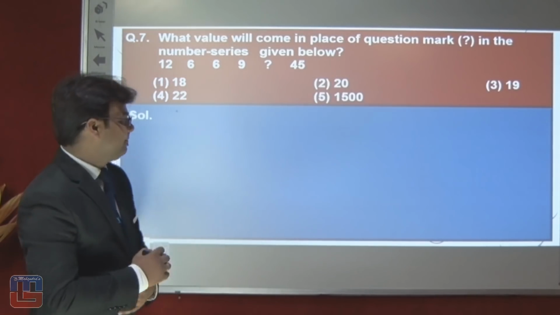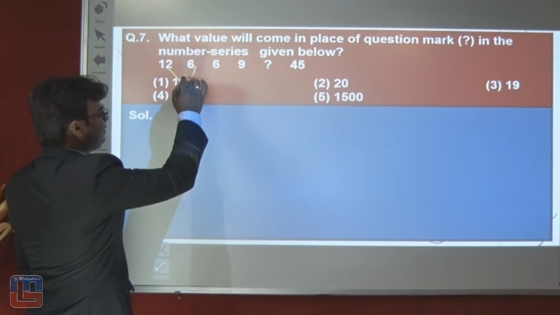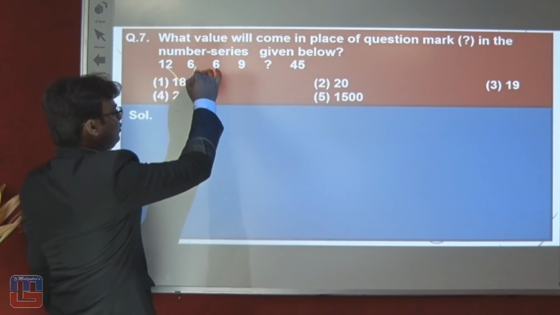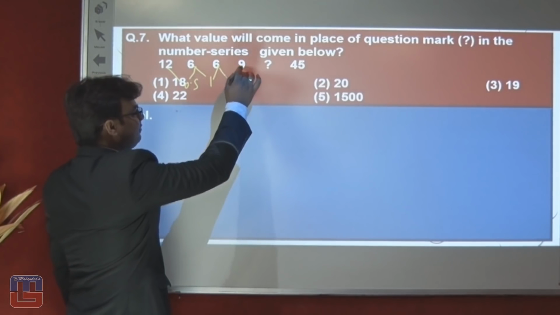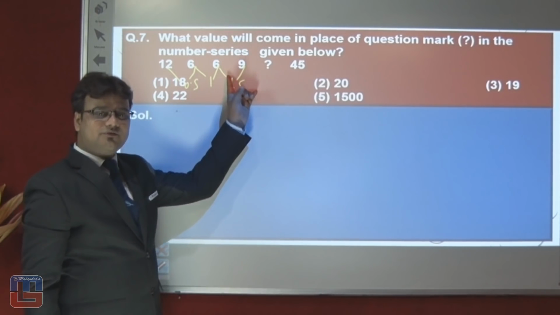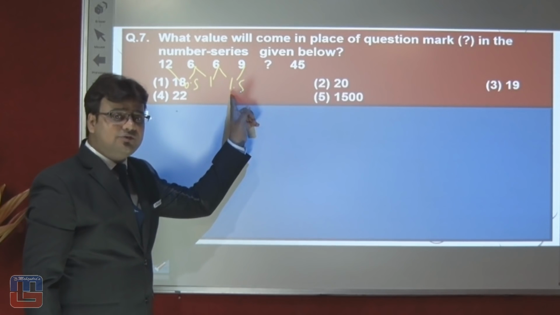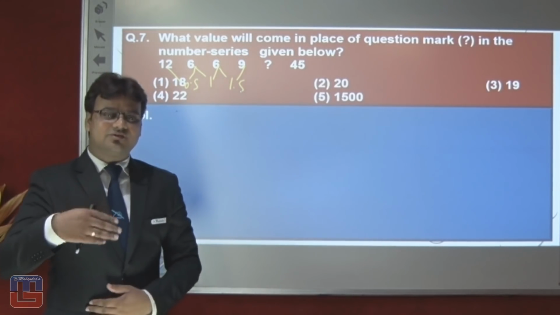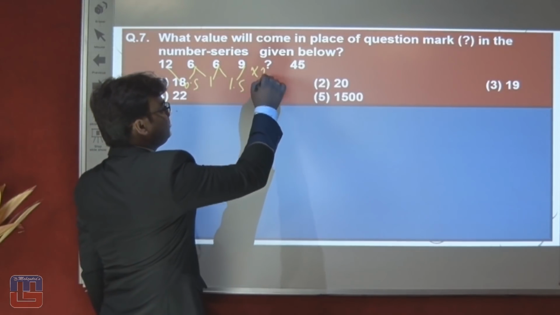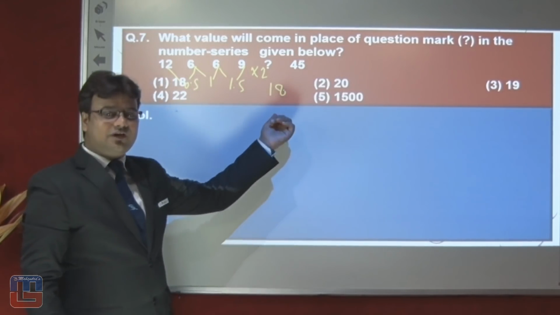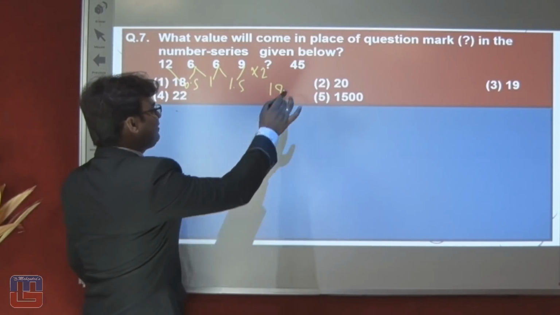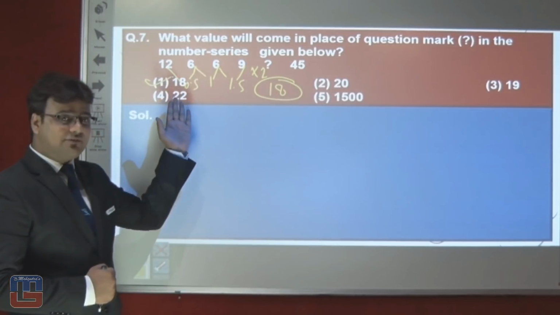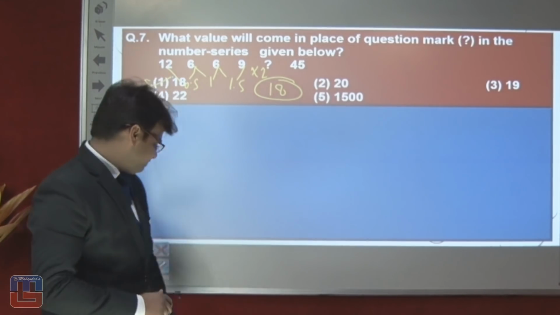See what logic goes on. Here the logic follows 12 into 0.5. That is 12 half, 6. 6 into 1, that means 1 times, 6. Then it's 1.5 times 6, that is 6 into 3 by 2, that means 9. Then here 0.5, 1, then 1.5, then what does the series bring? The next number is 2, that means 9 into 2, 18. Then 18 multiplied by 2.5, then we easily get 45. So in the place of question mark, it is clearly 18. 18 is available in our first option, so the correct answer is first.